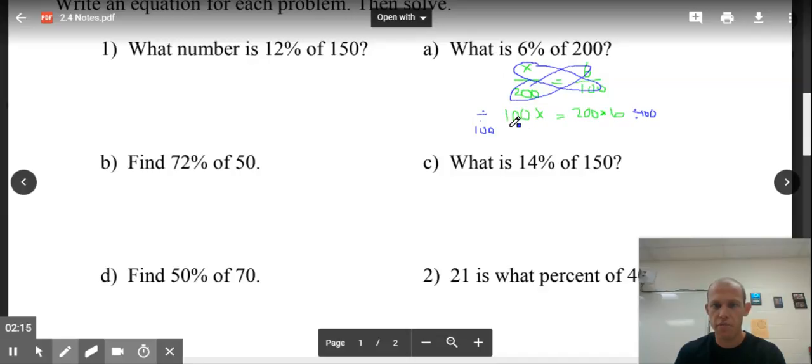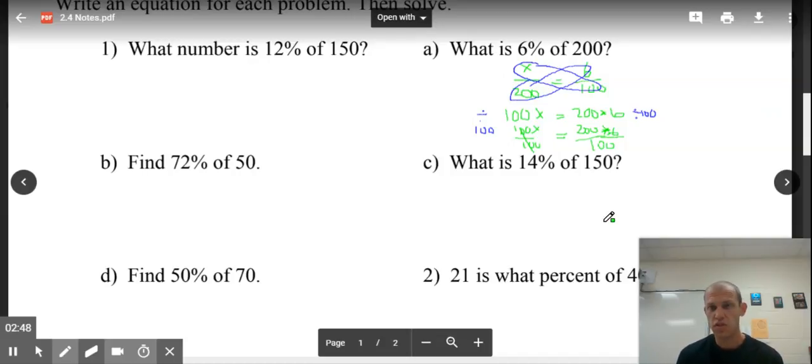So 100x divided by 100 equals 200 times 6, all of that divided by 100, and simplify. This 100 will cancel out with that. So x equals whatever this is. So you can do that in your head. You can write it out on paper. You could use a calculator if that's allowed, but that's what x will equal.